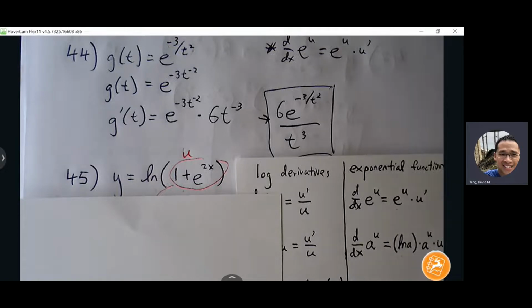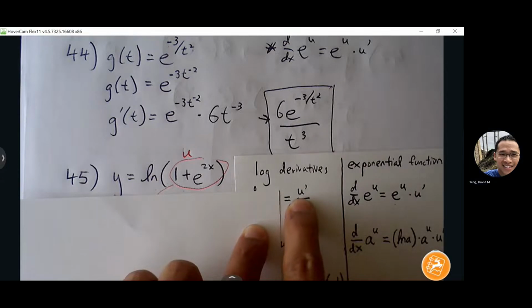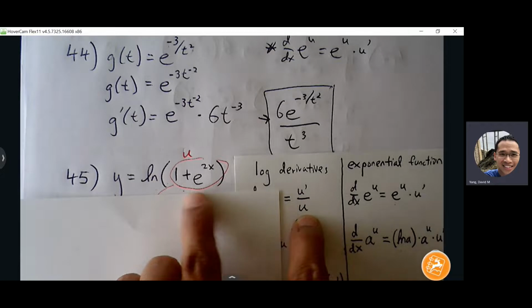We have to jump directly into u prime over u. All right. So what's our u prime? What's our derivative for that parentheses expression? Yeah, 2e to 2x, or you can say e to the 2x times 2, and the 1 just disappears. So u prime over u, right? So it's e to the 2x times 2 divided by the original parentheses there.